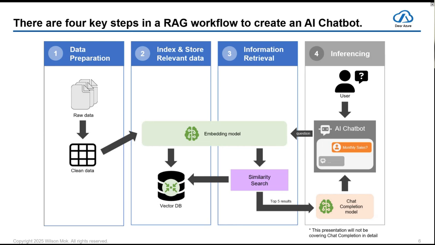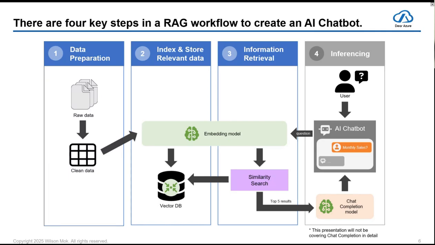Then the next two steps we have are kind of linked together. That's the information retrieval and the inferencing. So the user will be asking questions in our chatbot, about the monthly sales, for example, and the chatbot will pass these questions into our embedding model, which essentially tokenizes the question. Then we will execute a similarity search. We'll compare the question that we have with the clean data that we have embedded, and we're trying to find the top results and pass them back to our chat completion model.